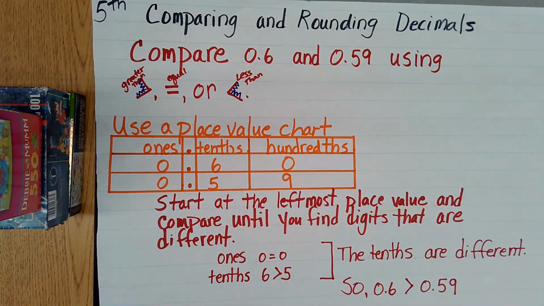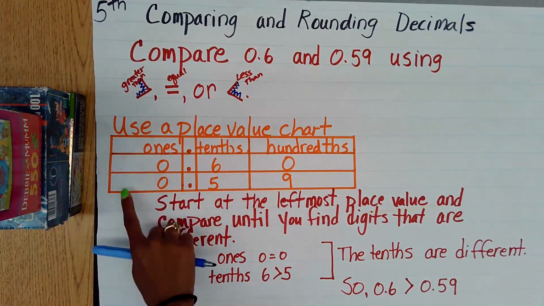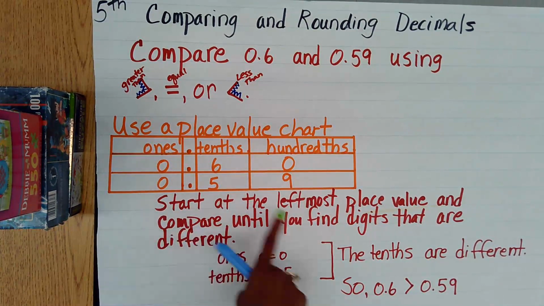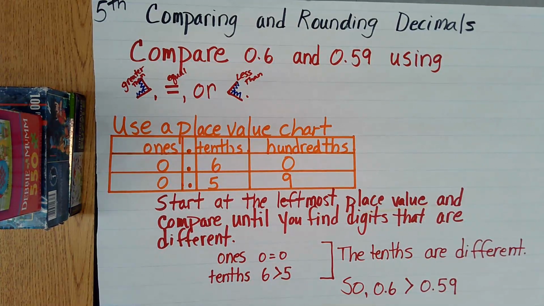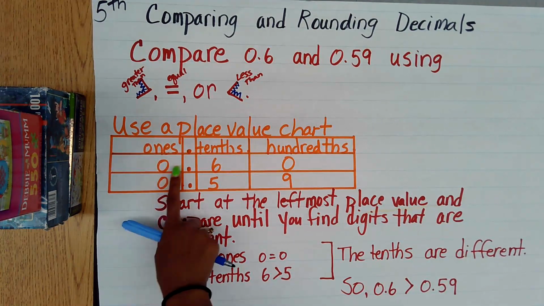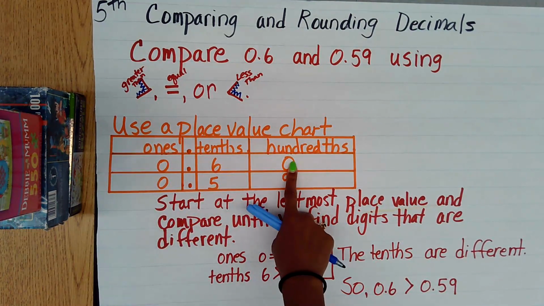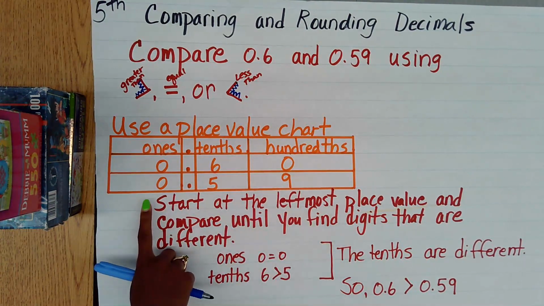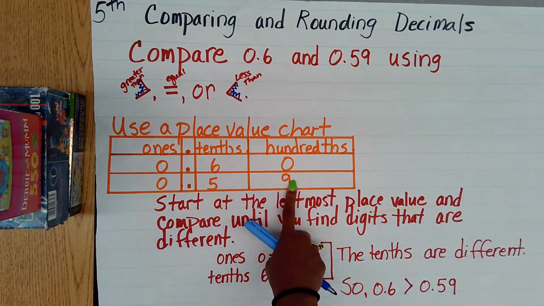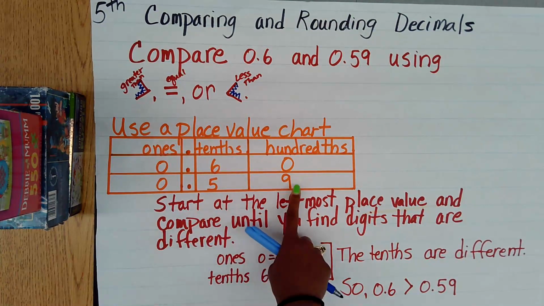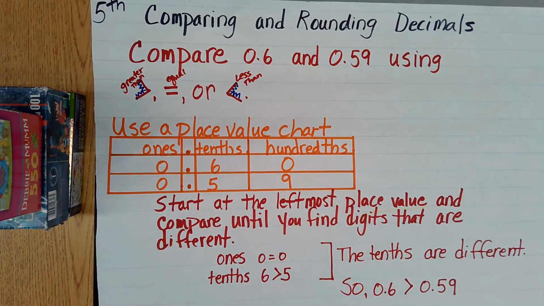So I want to start by looking at both numbers on a place value chart. As you can see, we have made our place value chart, and each number is broken apart by their specific place value. My first number has 0 ones, 6/10, 0 hundredths. That's our 6/10. Our second number has 0 ones, 5/10, and 9 hundredths. That's our 59 hundredths. So to compare them, I want to start at the leftmost place value.